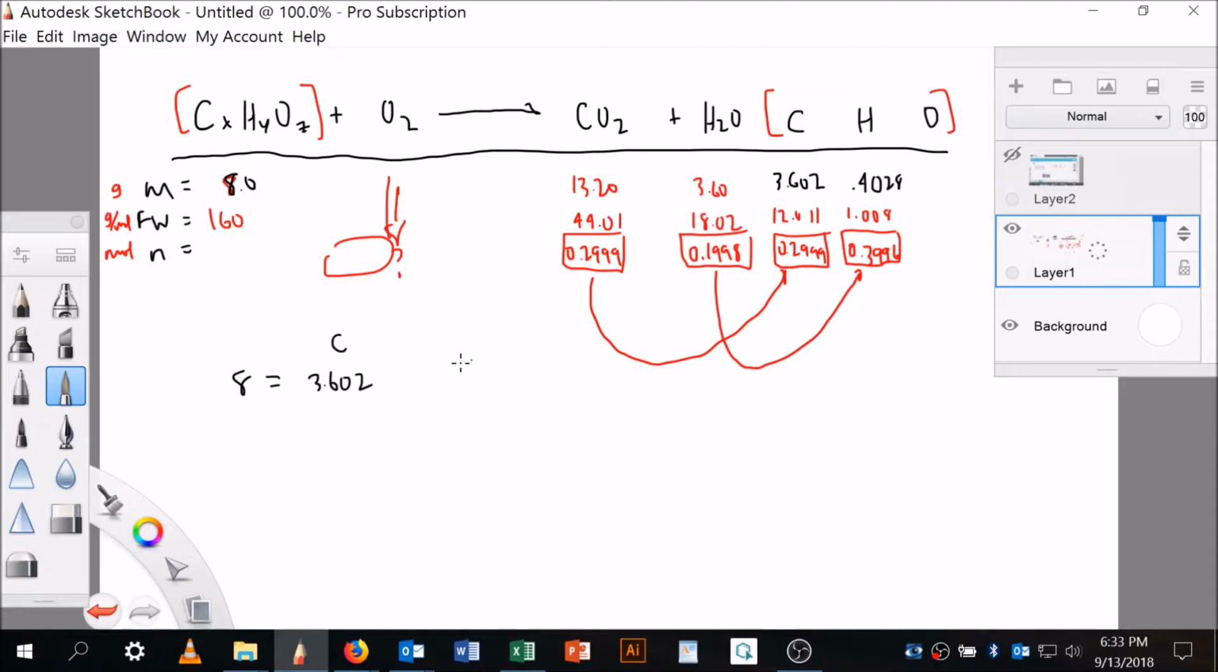That's the mass of carbon plus the mass of hydrogen, which was 0.4028, plus the mass of oxygen, right? Because that's all it had in it. Okay, so plus 0.4028 equals, subtract that from 8, equals 8.4.